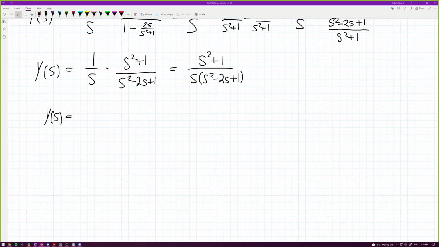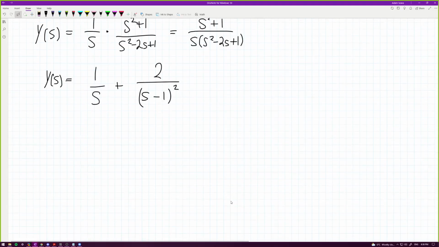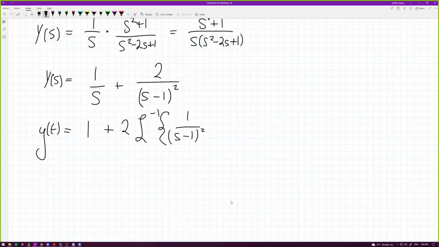So s squared plus 1 over s times s squared minus 2s plus 1. Okay, and so this is equal to 1 over s plus 2 over (s minus 1) squared. Okay, that's nice. Looks like that factors nicely. So now we can just take the Laplace inverse of it to find y of t. So that's going to be, okay, well, 1 over s is just 1, plus 2 times, and now we need the Laplace inverse of 1 over (s minus 1) squared, right?